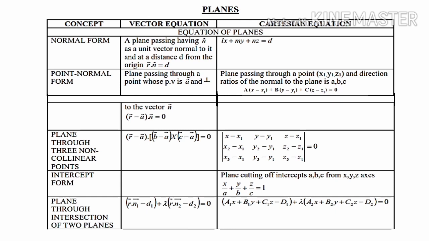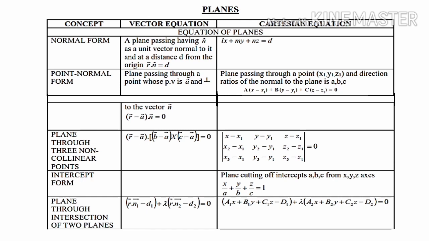Next one, equation of a plane passing through three non-collinear points. The vector form is vector r minus vector a dot vector b minus vector a cross vector c minus vector a equal to 0. And the Cartesian form is determinant x minus x1, y minus y1, z minus z1, x2 minus x1, y2 minus y1, z2 minus z1, x3 minus x1, y3 minus y1, z3 minus z1 is equal to 0.